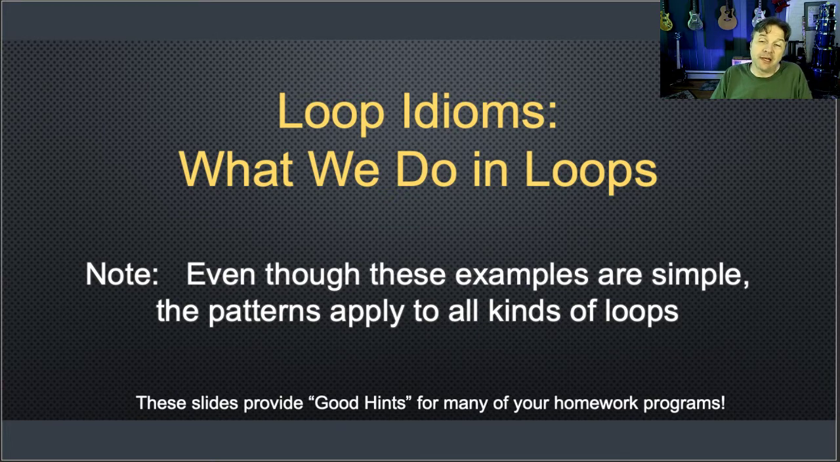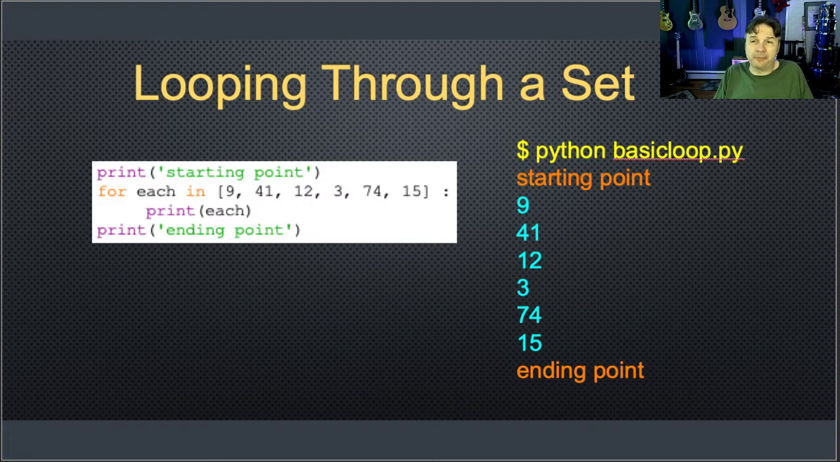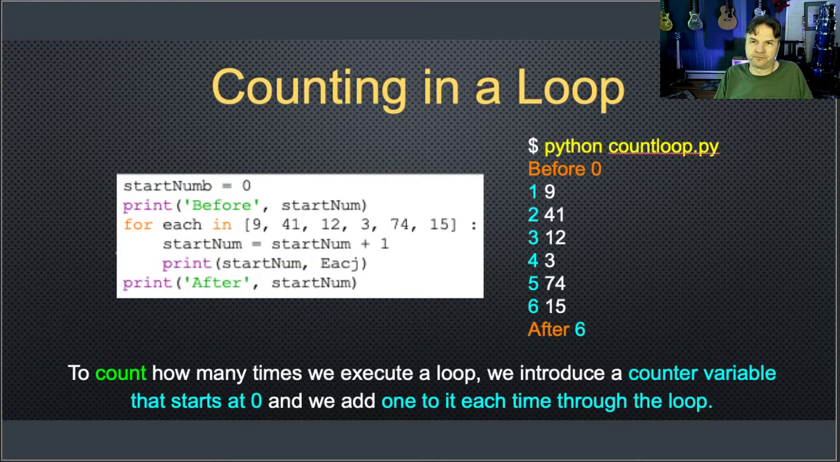So I'm going to give you a bunch of slides that give you good hints, if you will. That's my way of saying the slides ahead are good code that could help you a lot in things like homework. So here's a reminder of what we just talked about, simply looping through a set. And you can see this for loop is inside of my other programming. I've simply got a print statement that says print starting point. And then I loop through each thing, right? Is there something in here? Yes. Each now has the value of 9, print 9. Is there something in here? Yes. Each now has the value of 41, print 41, and so forth and so on until we get to the end. Let's take a look at some others.